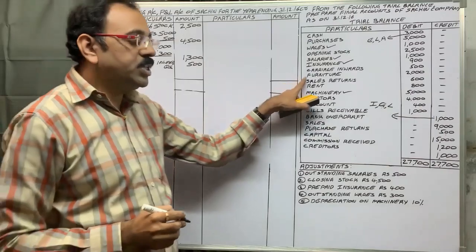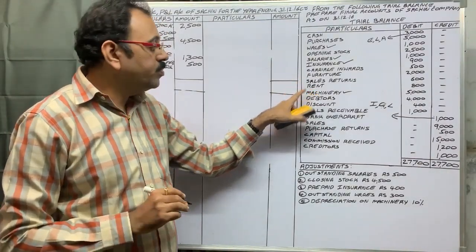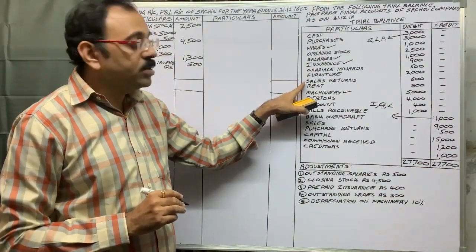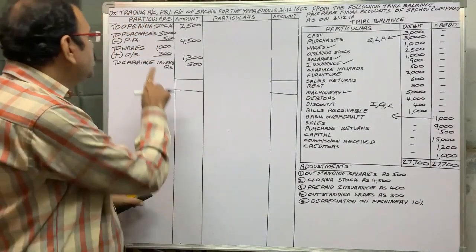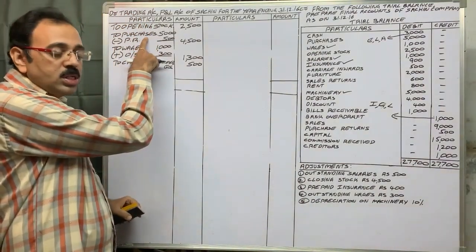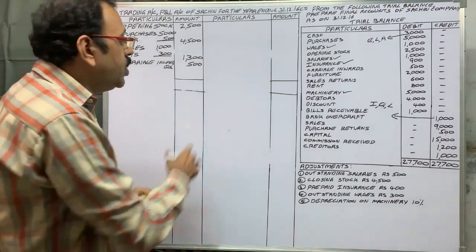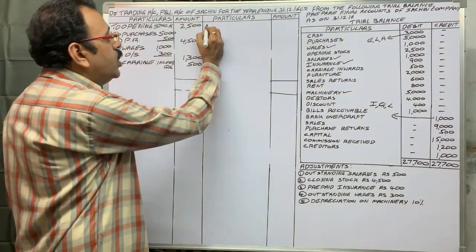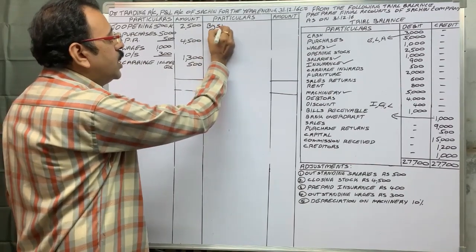Then furniture is an asset. Balance sheet item. Ignore. Sales returns. Credit side, from sales we have to deduct. So purchases we are writing in debit side now. Similarly, sales come in credit side. Credit side, when you are writing any account name, you have to start with by sales.